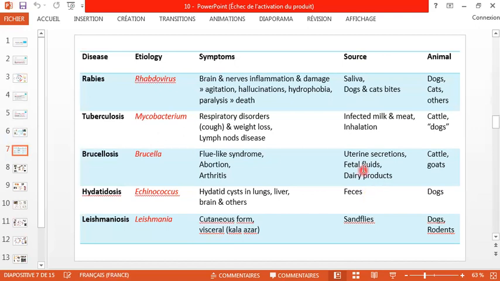Okay, so here it is transmitted via uterine secretions and the fetal fluids during parturition, for example, or during abortion, because the cows can suffer from abortion too. Okay, and you have also, like for mycobacterium, dairy products, infected raw milk can transmit brucella, and the animal reservoir is represented by cattle and goats, especially goats.